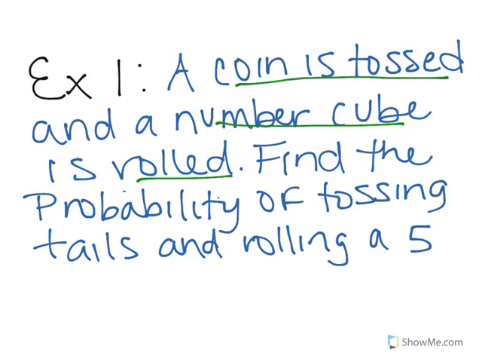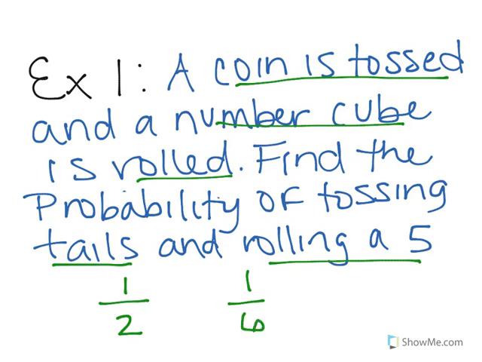Well, I know a coin has two sides, so there's always two options for a coin. So if I need to find the probability of tossing a tail, that's 1 out of 2 options for tossing a coin. And then it says find the probability of rolling a 5. All right, well, a number cube has 6 sides, and 5 is 1 out of the 6 sides, so that probability is 1 out of 6.